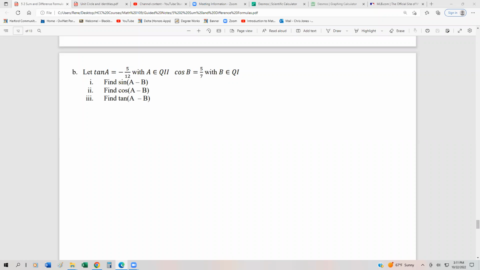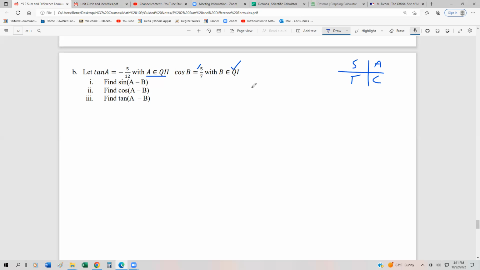A few more examples of finishing up with our sum and difference formulas. This time we have that the tangent of A is equal to negative 5/12, with A falling in quadrant 2. And then the cosine of B should be equal to 5/7, but we have B in quadrant 1, okay? So just like we did in the previous video, what we should do is start by getting some right triangles for both A and B, keeping in mind quadrants in which functions are positive.